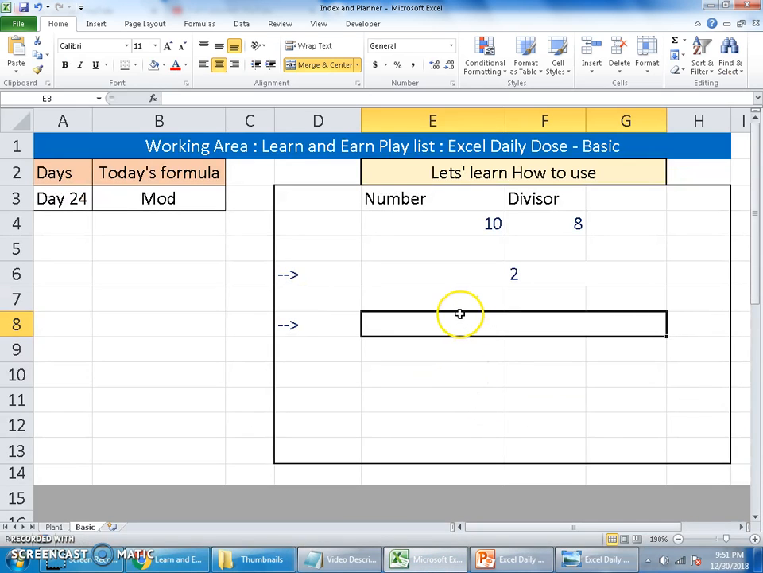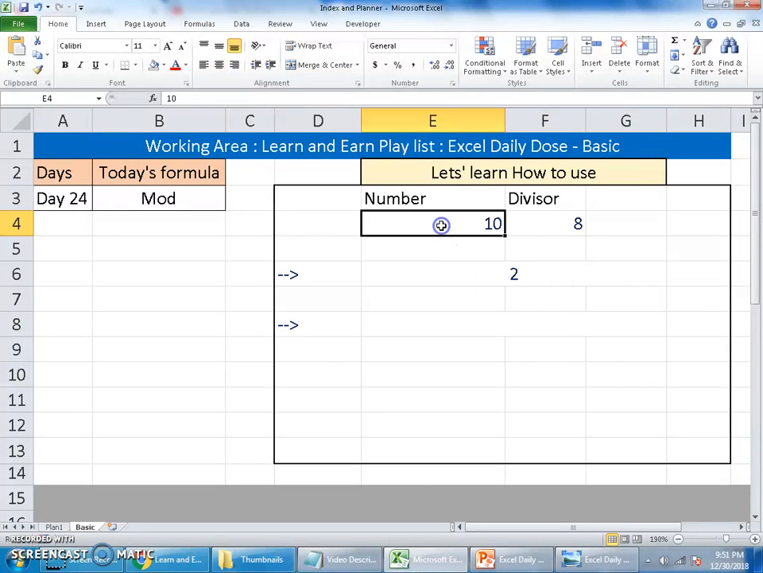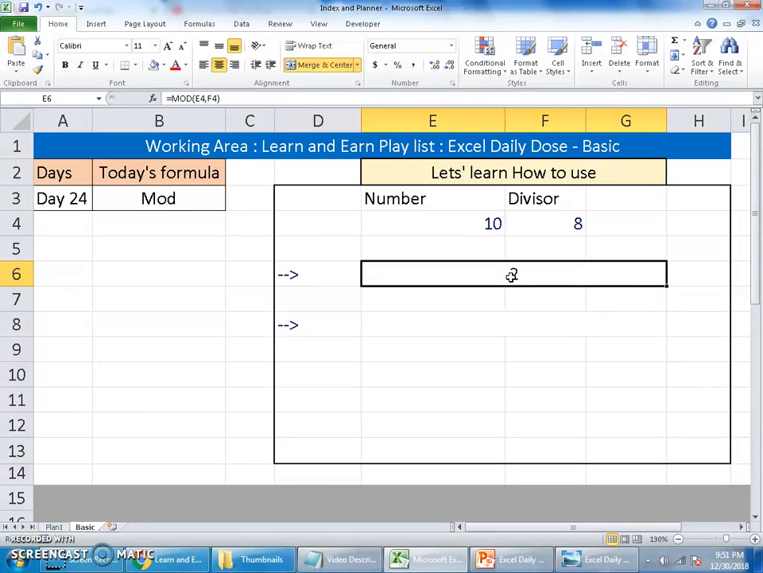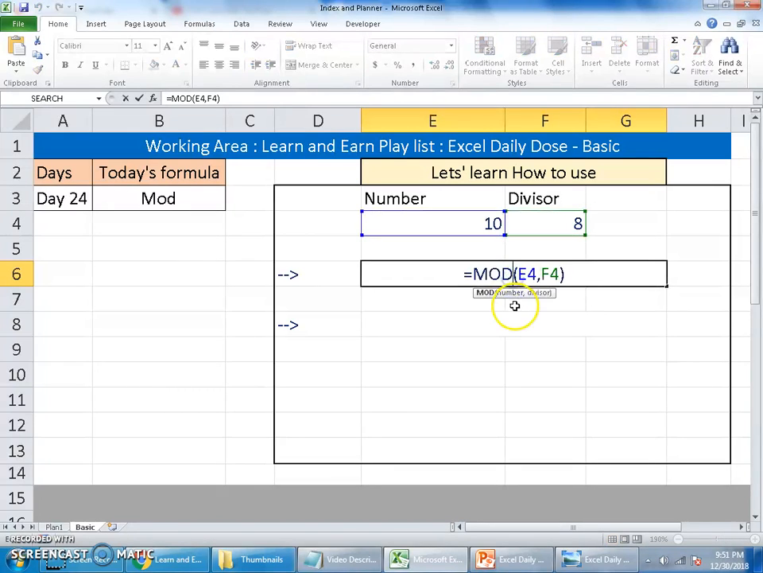What is this function? It is a mathematical function, something to do with numbers. So MOD, all of us know from our primary school basic mathematics, is nothing but the remainder after a number is divided by a divisor. Say the number is 10 and it is being divided by 8. 8 ones are 8 and the remainder is 2. So this simple calculation can be done with the help of the MOD function.